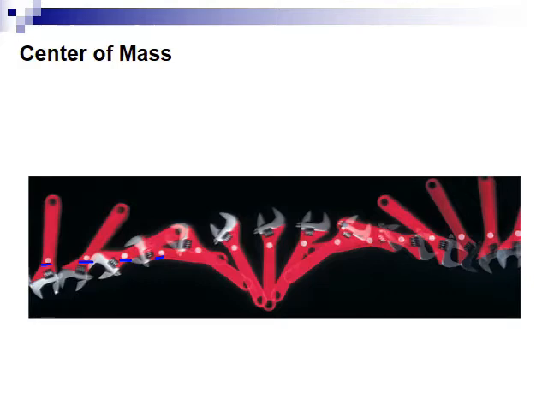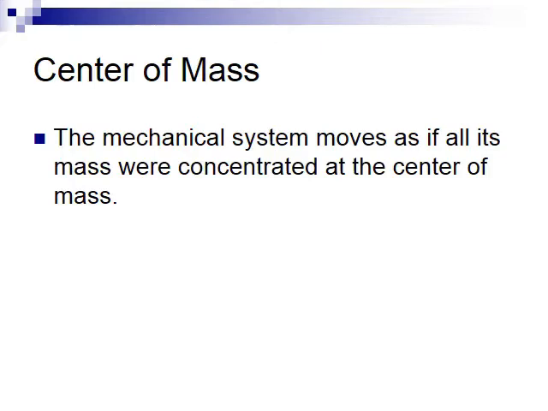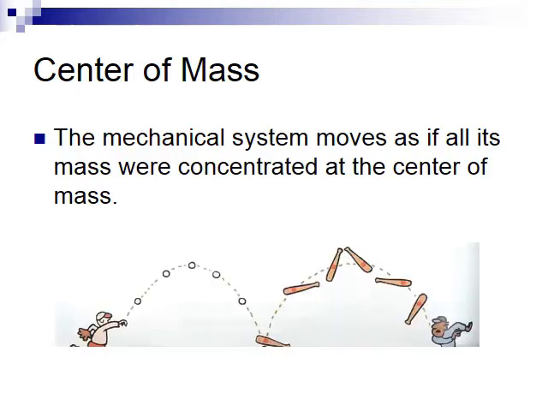Therefore, if you can locate the center of mass of an object, you can predict its motion with greater ease. It is as if the object or the mechanical system moves as if all its mass were concentrated at the center of mass. Well, that's interesting.